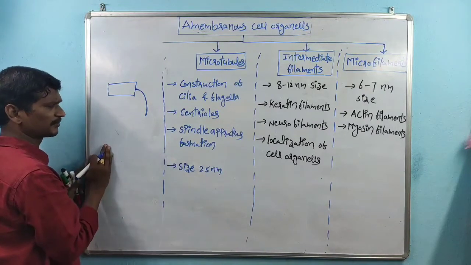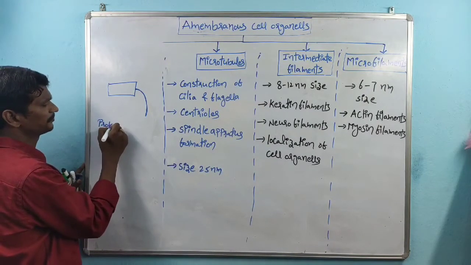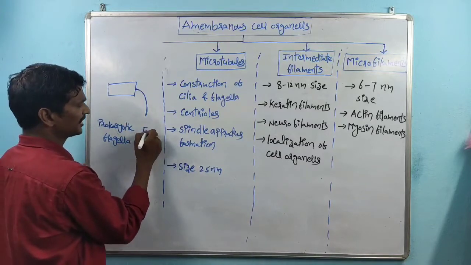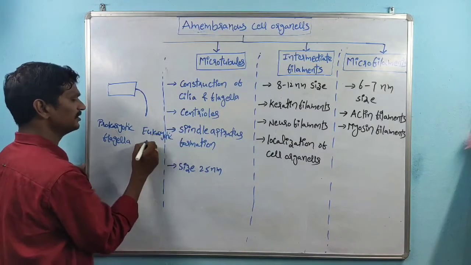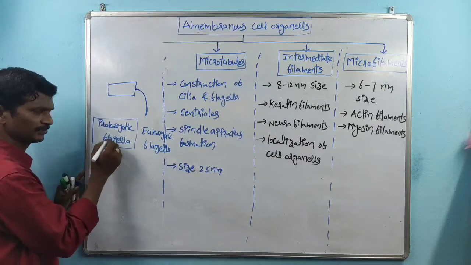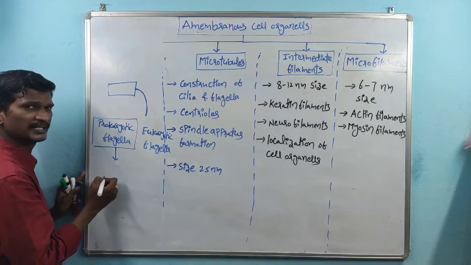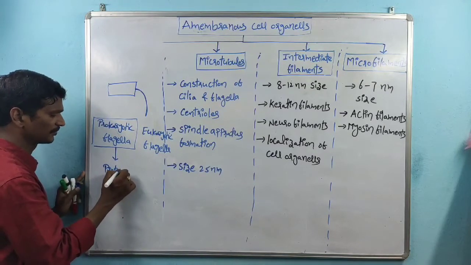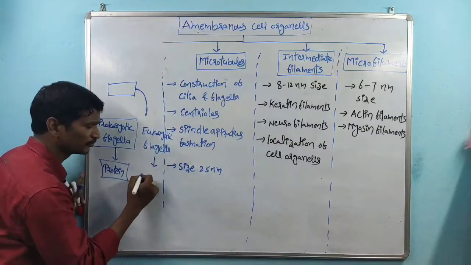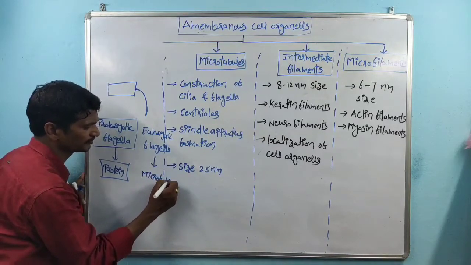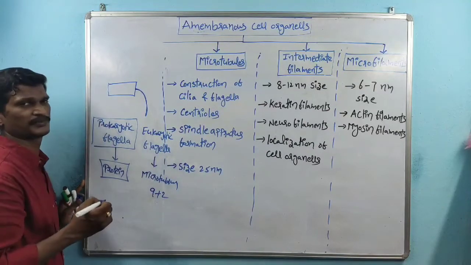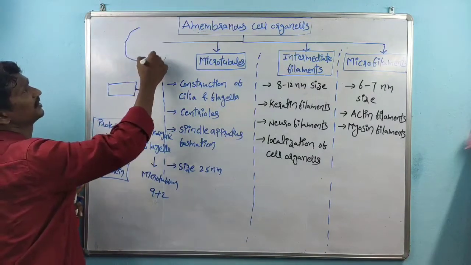See, simply I would like to explain here about prokaryotic flagella and eukaryotic flagella. Between these two, there is much difference. In prokaryotes, the flagella are developed by proteins. In eukaryotes, the flagella are developed by microtubules. Here, the microtubules in eukaryotes are arranged in a 9+2 arrangement.